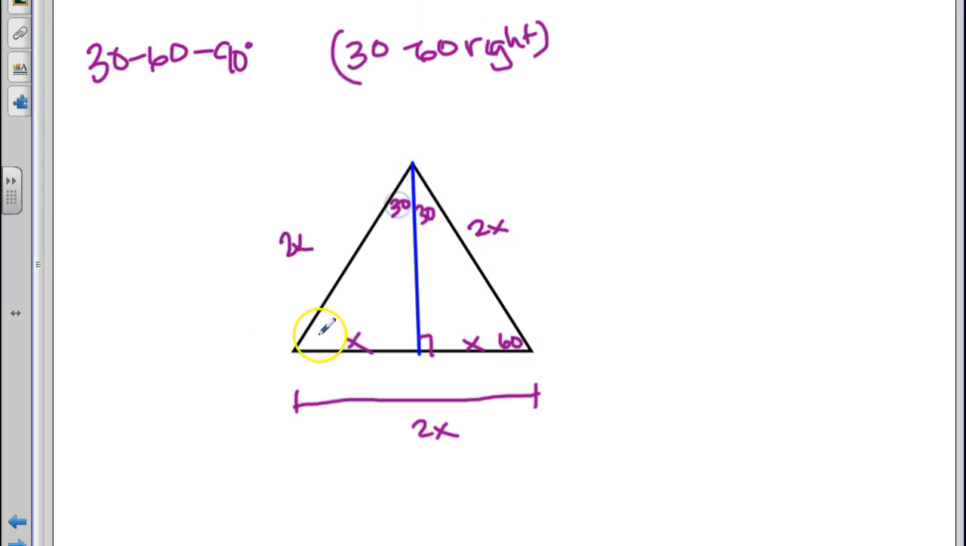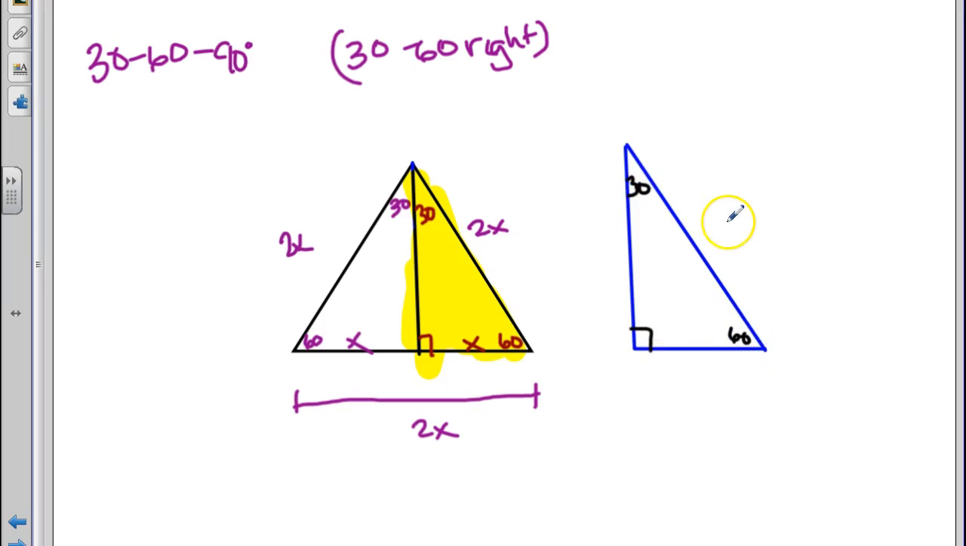Same thing happened on this side. So do you see the 30-60 right triangle? I'm going to peel this guy off and put him over here. Okay. So this is 30, this is 60, and this is 90. So I have 2x and x, just going off of what I labeled over here.